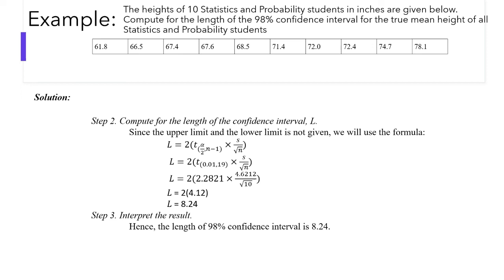Step 2, compute for the length of the confidence interval L. Since the upper limit and the lower limit are not given, we will make use of the formula L is equal to 2 multiplied by the quantity of t alpha half and n minus 1 multiplied by s divided by the square root of n.